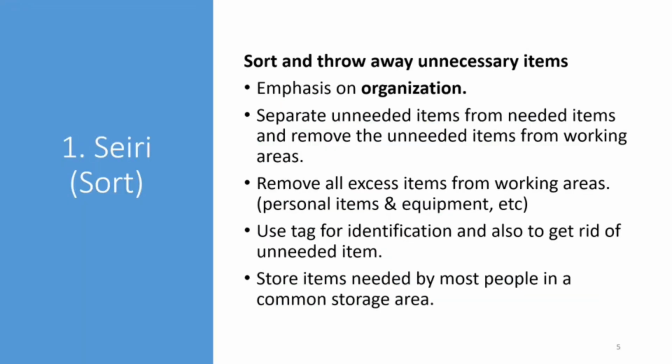The basic level of a 5S system is called Seiri. It involves the sorting and throwing away the unnecessary items. Basically, we need to look at the workplace and to decide what is necessary and what isn't. And for those items we don't really need, we should remove them from the workplace so that the workplace is less cluttered. And we also should remove our personal items which is not really required for work. And we could store the items needed by most people in a common storage area so they are more easily accessible.